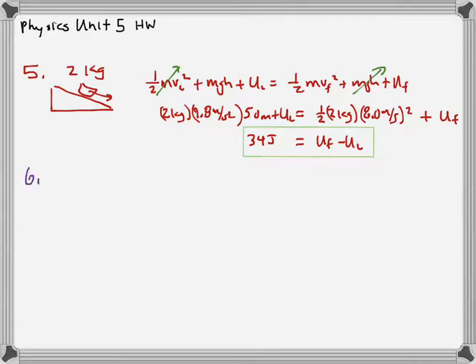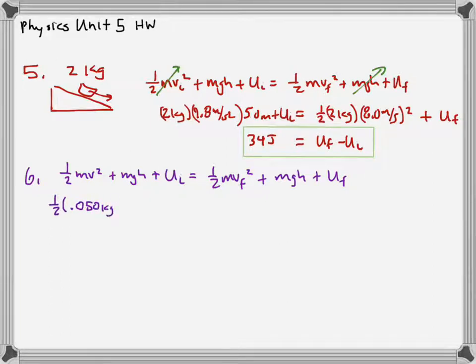Okay, next problem. Another conservation of energy problem. In this problem, we have a bullet moving at 300 meters per second. It's going to hit a block and come to a stop. So you can imagine it starts off with lots of kinetic energy, and then it ends up converting all of that into internal energy because it comes to a stop. So from our equation, we can eliminate the mgh on both sides. There's no potential energy in this problem.